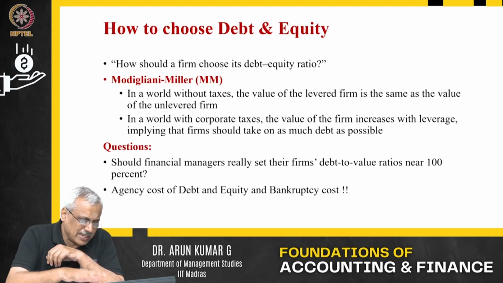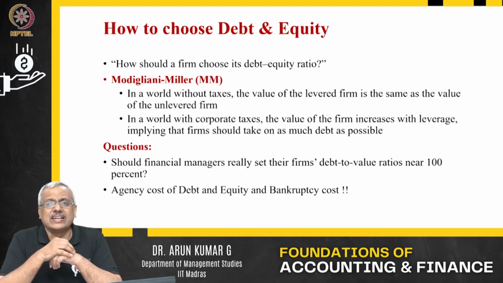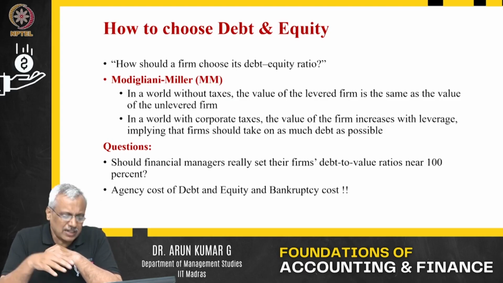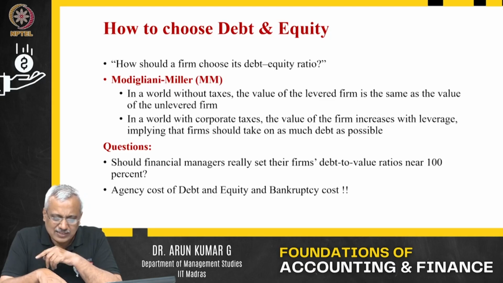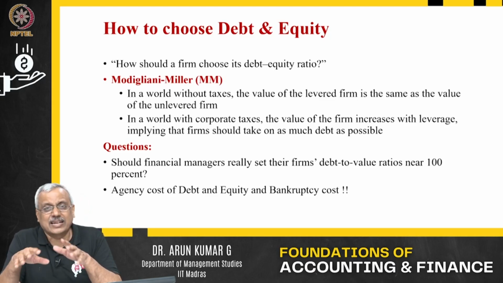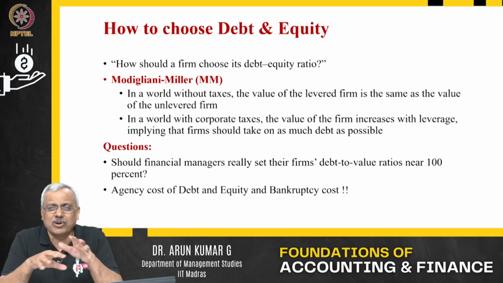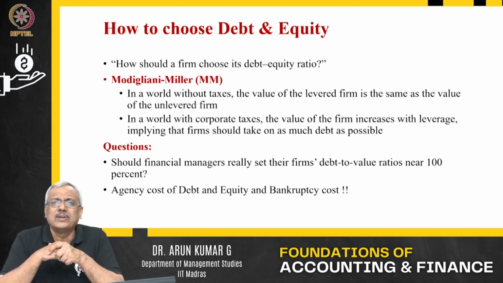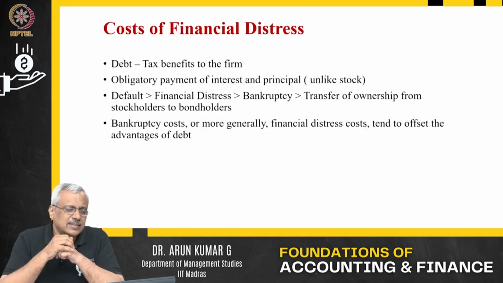There are models, Modigliani-Miller. How should the firm choose debt and equity ratio? Should a financial manager set their firm's debt equity ratio nearly 100%, or consider agency cost, bankruptcy cost, and various other costs? I am going to touch upon all these things, that is all. I am not going to get into the details of it. Now, what is the agency cost and so on? What is the financial distress cost?